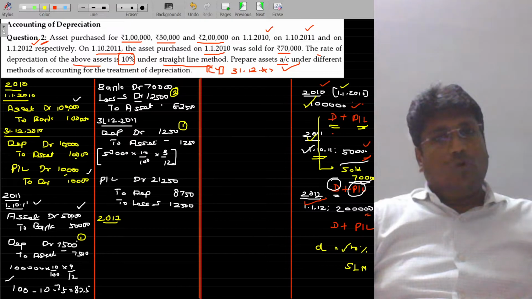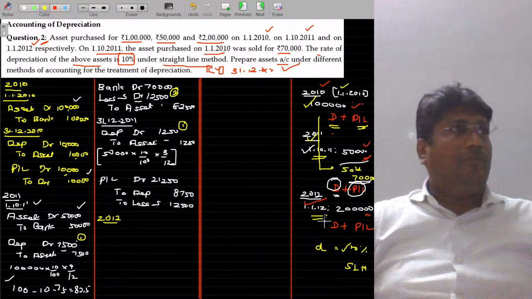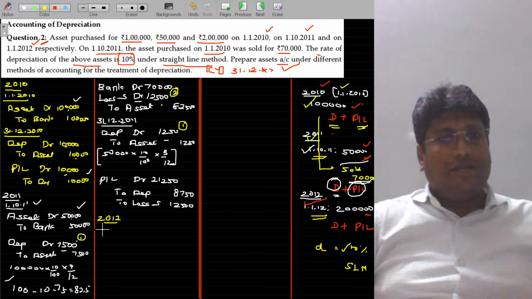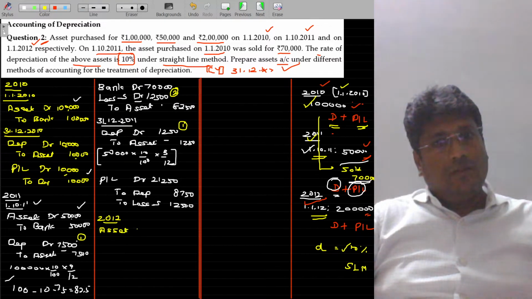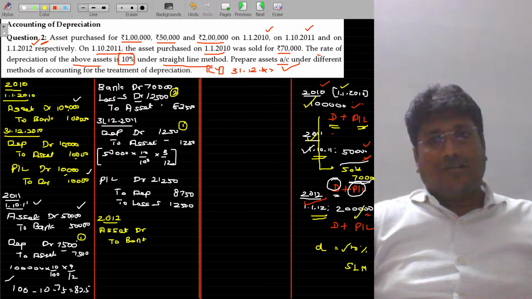In 2012, what happens? We purchase one more asset in the year beginning itself. For the purchase, the entry is asset account debit to bank. The value of the asset purchased here is 2 lakhs. So 2 lakhs debit and 2 lakhs credit. Is that okay?